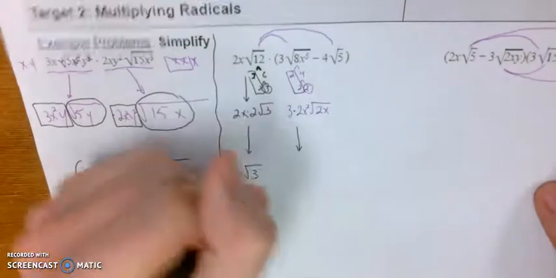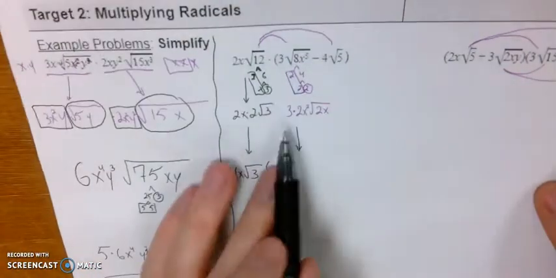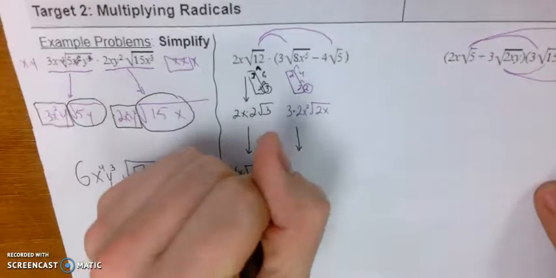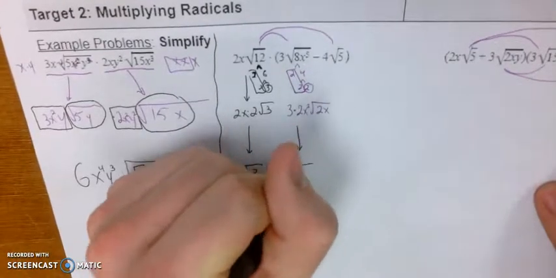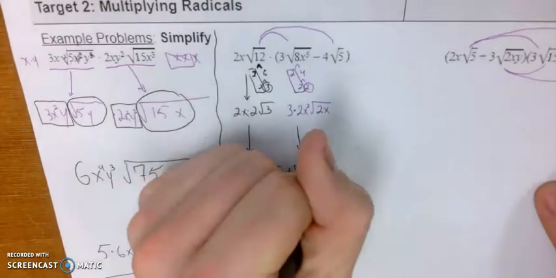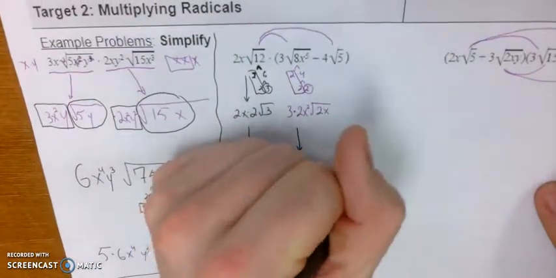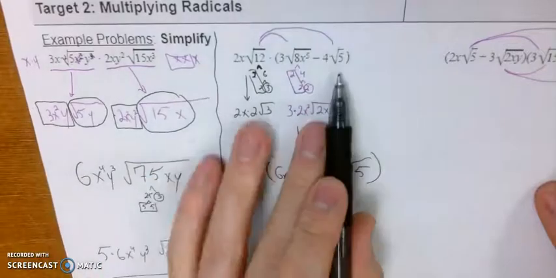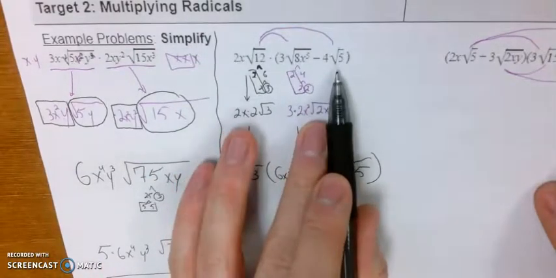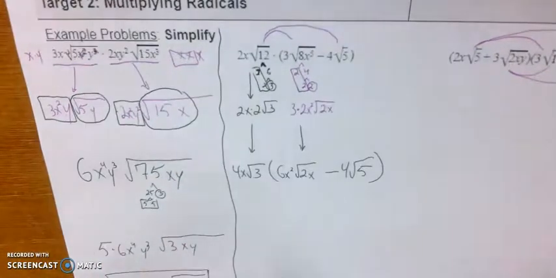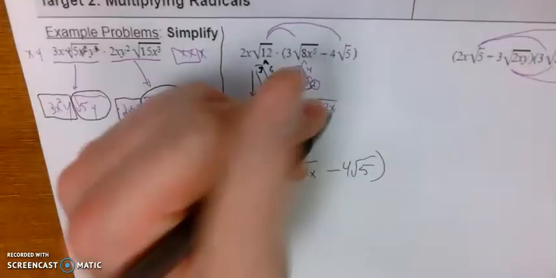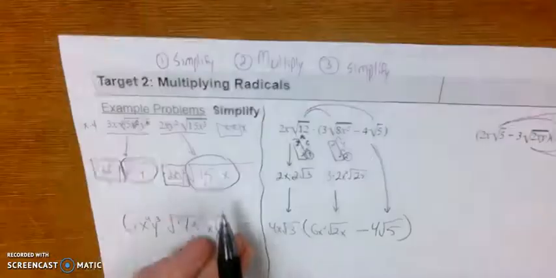So let me transfer this down all pretty. Let's see, 3 times 2x squared, that'd be 6x squared. Rad 2x. And last one, 4 rad 5. I can't really do anything to that. All right, there's no letters to keep track of. I can't really break down 5. 5's already prime. All right, so we've simplified.